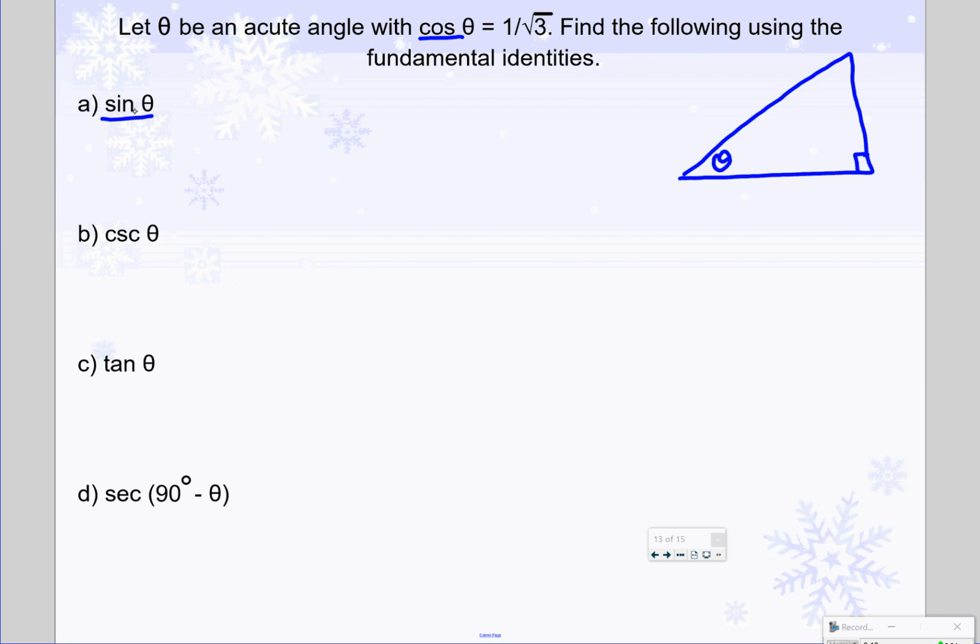Right, the Pythagorean identity that says sine squared plus cosine squared equals 1. Okay, well, I already know what cosine is, and all I have to do is square it. Well, if I square 1 over rad 3, squaring a fraction, I just square the numerator, square the denominator. Square the numerator, it's 1. Square the denominator, it's 3.